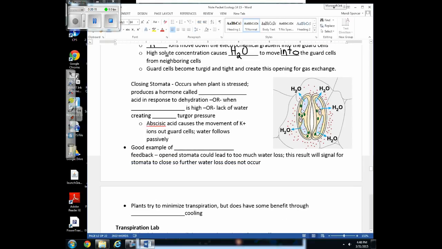The stomata can also be closed, and this is going to happen whenever a plant becomes stressed, and a plant usually becomes stressed because it's lacking water. It releases a hormone, because remember, plants can release hormones as well, called abscisic acid.